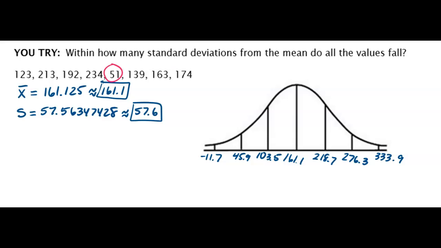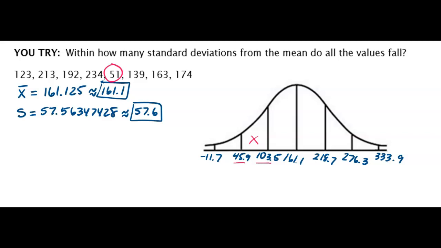So what we want to do is figure out which section on our normal curve 51 belongs to. 51 would be in between 45.9 and 103.5. So I'm going to put an X in that section because that is where 51 would fall, and that's our lowest. We have to do the same thing with our highest value.